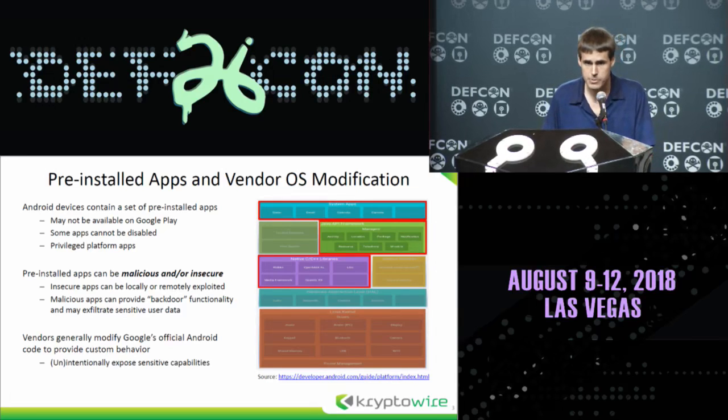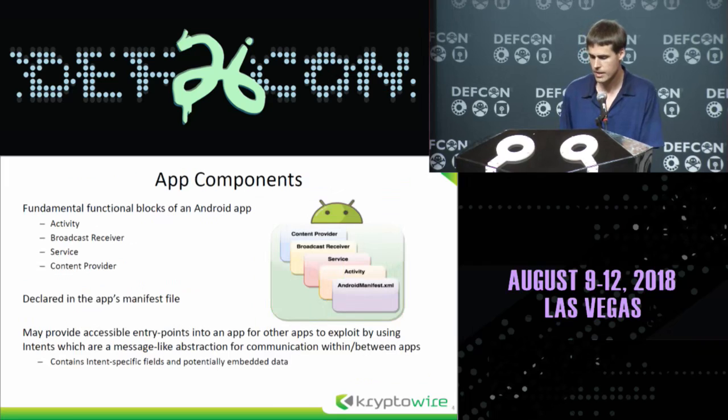And some of the platform apps run as a system user, which is very privileged. So if there's a vulnerability in there, an attacker can get some pretty nice capabilities. Some of these applications can be malicious or insecure. And Android vendors, when they take Android AOSP code, sometimes customize it a little bit just to differentiate themselves, and in doing this, they can introduce vulnerabilities.